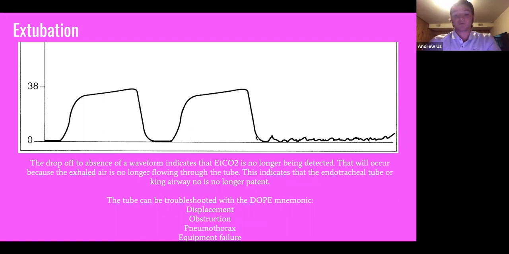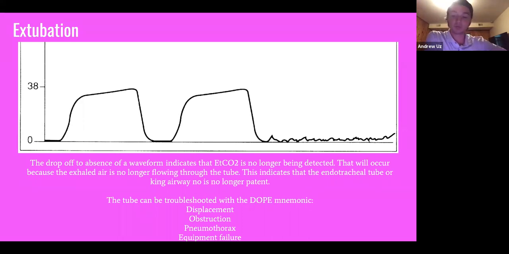If suddenly you're ventilating your patient, everything's going good, and then suddenly you stop seeing a waveform, you just see nothing, a flat line, this indicates that the air is not coming back out of the tube. The exhalations are no longer coming out, and if the exhalations aren't coming out, chances are the inhalations aren't going in.